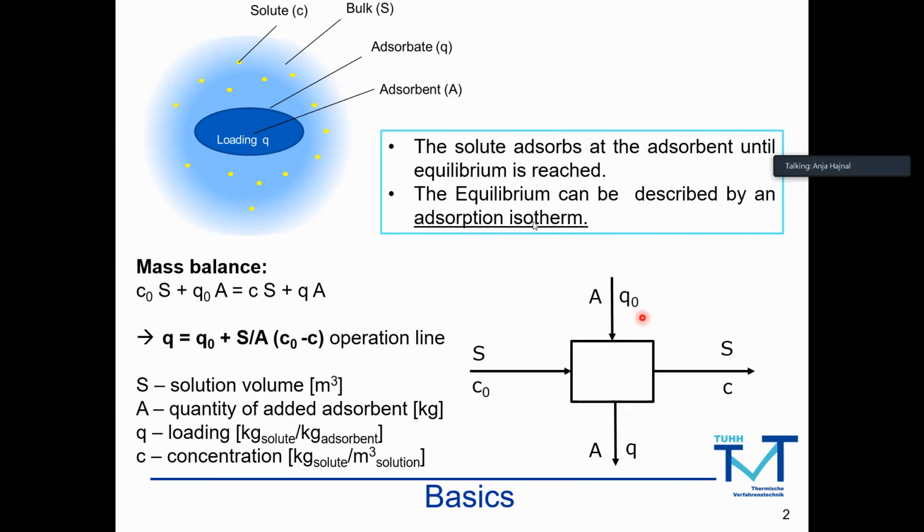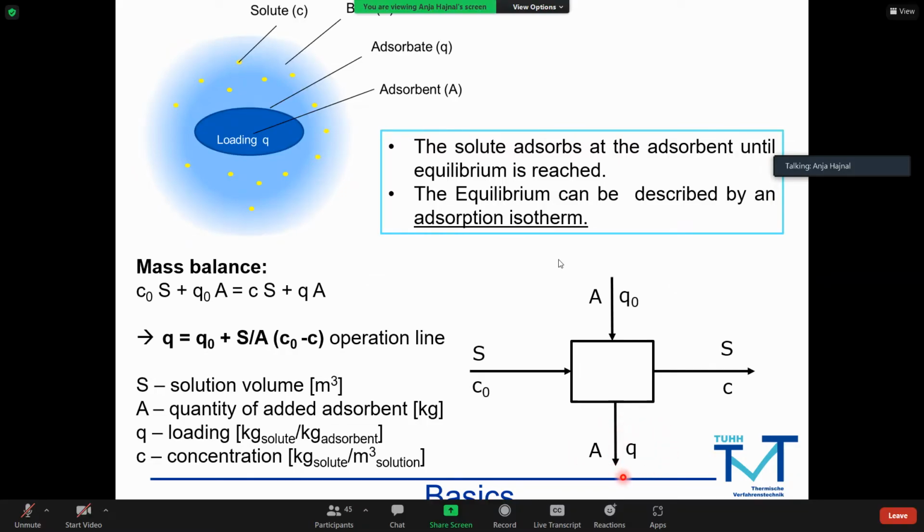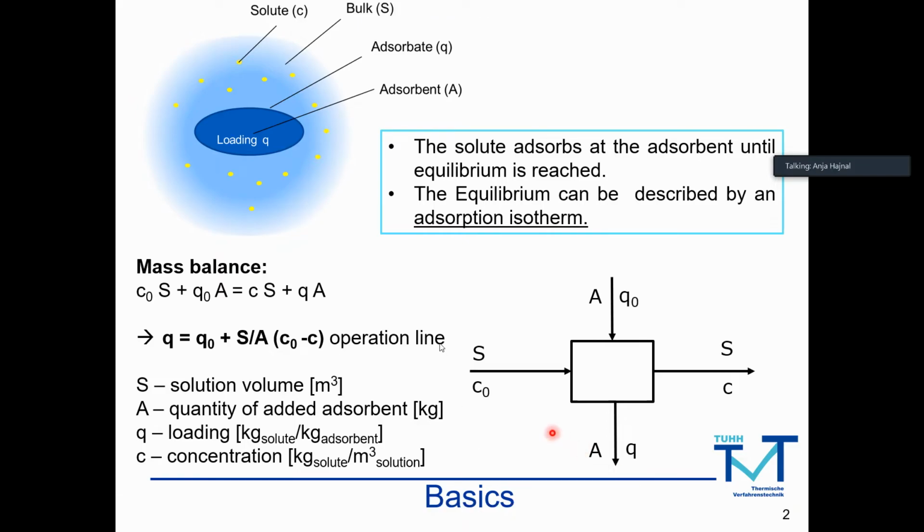This is the loading. Since this is a solid phase, we cannot describe it as a concentration, but we define the amount of substance on an adsorbent by using loading, which represents the kilogram of our solute per kilogram of adsorbent. And of course, after the equilibrium conditions are reached, we again have our adsorbent with some new, larger loading of our solute species.